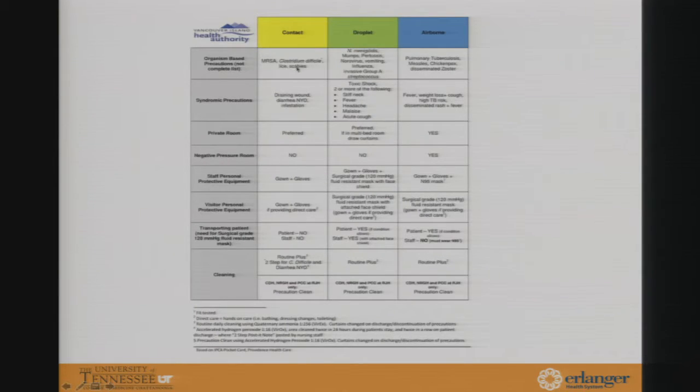C. diff, which has its own little unique thing. Lice and scabies, don't forget lice and scabies. Okay? Droplet precautions in our patient population would be respiratory viruses suspected of influenza. We've had a pretty easy season so far, but it tends to peak up in this area right after Christmas, the first of the year.